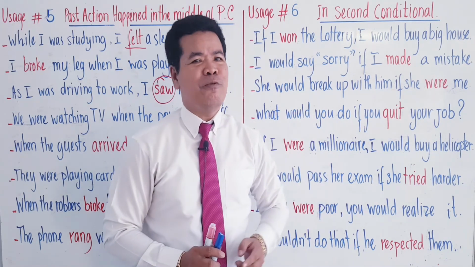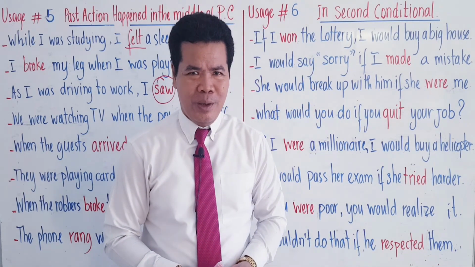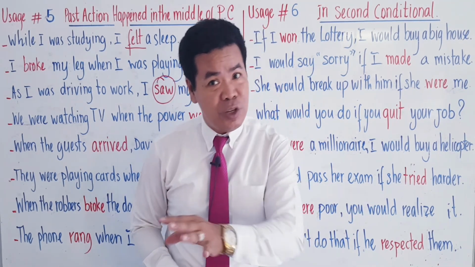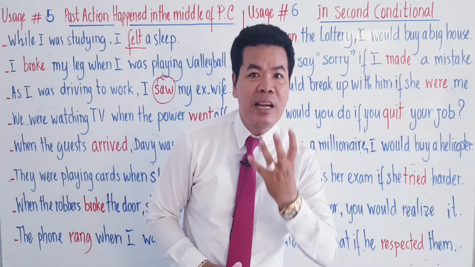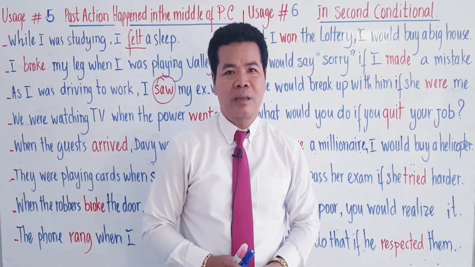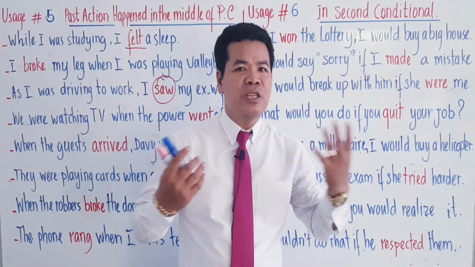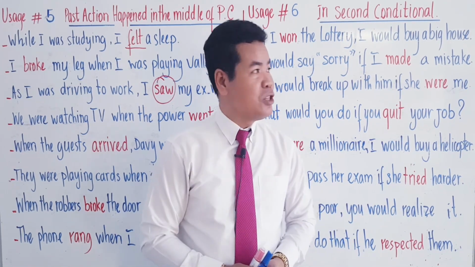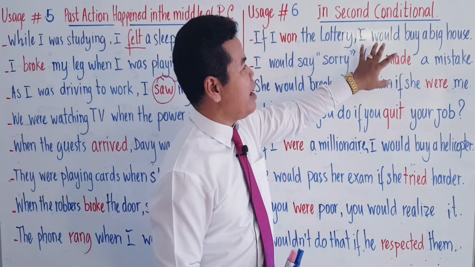Let's go back to the definition again. So why do we use second conditional? To talk about actions or situations in the present or in the future that are not likely to happen, or are imaginary, or hypothetical, or impossible. So, if I say if I won the lottery, I would buy a big house.